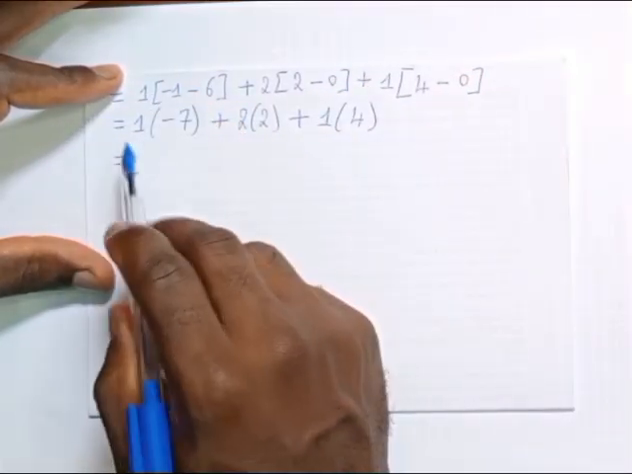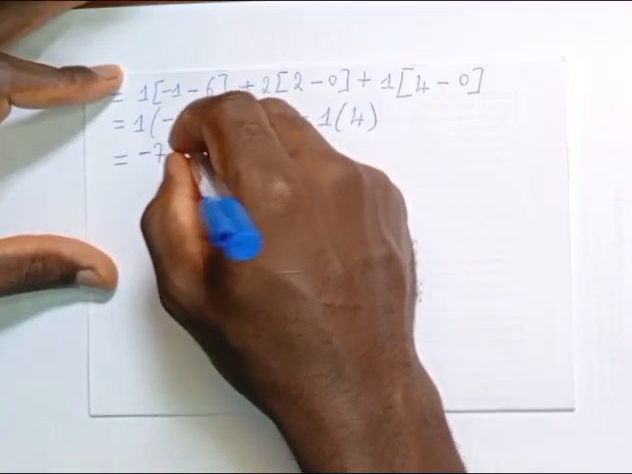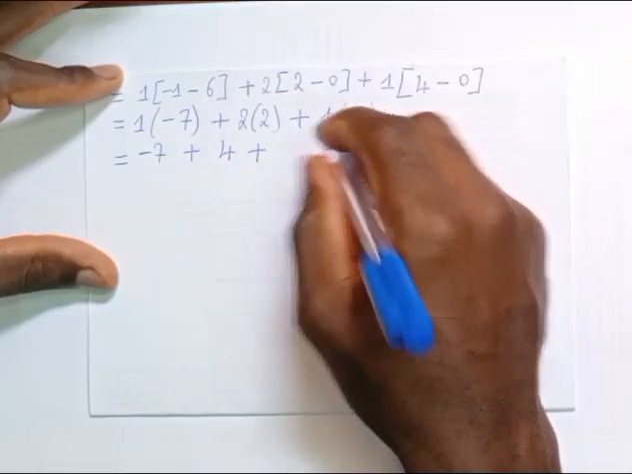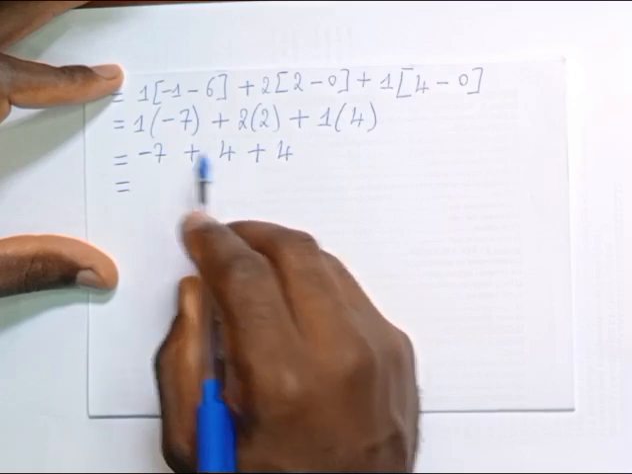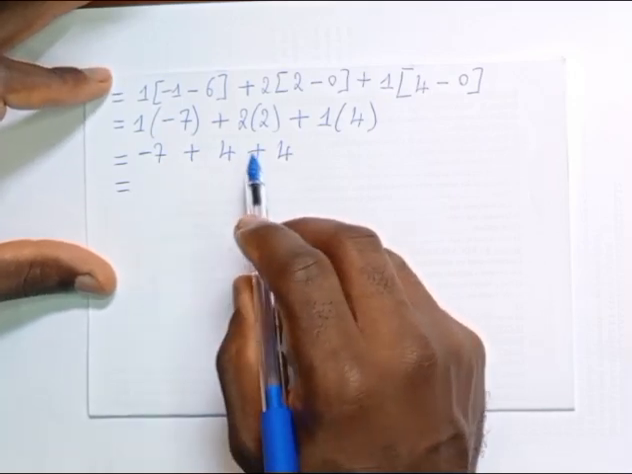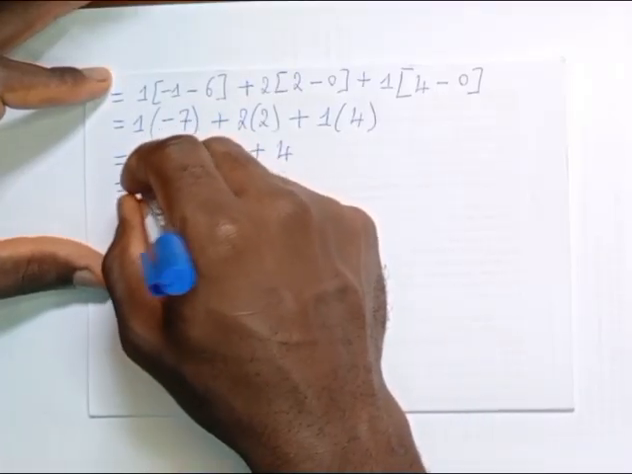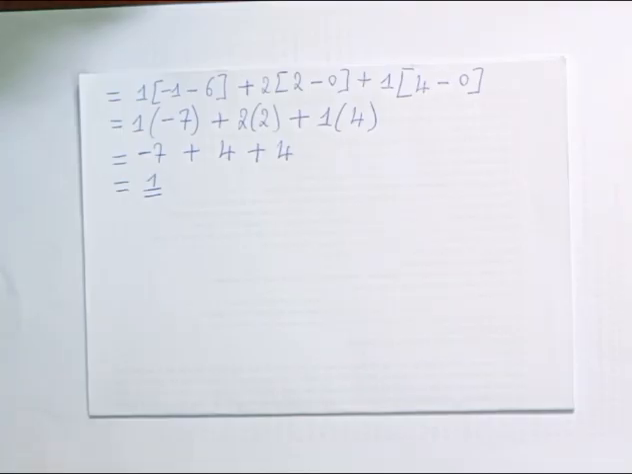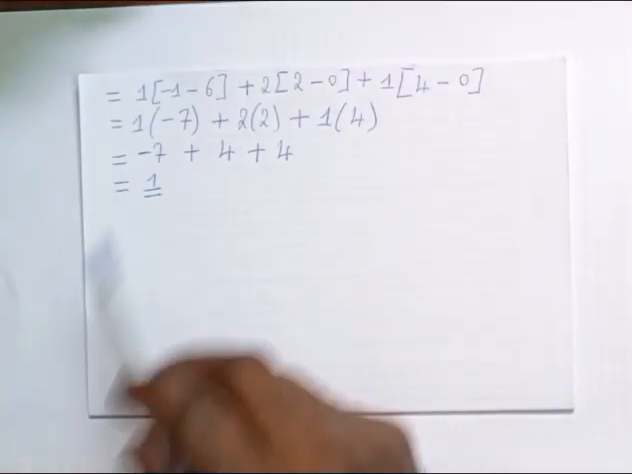This will simply be equal to 1 times -7 gives us -7, plus 2 times 2, which is 4, plus 1 times 4, which is 4. This will simply be equal to -7 plus 4. It gives us -3. -3 plus 4 is the same as 4 minus 3, which is 1. Therefore, the determinant of the matrix A, this matrix, is simply equal to 1.